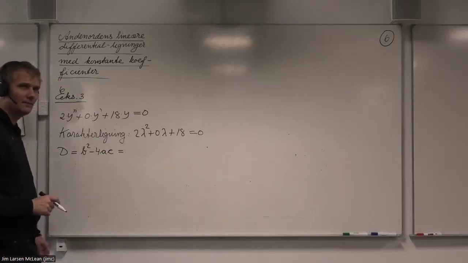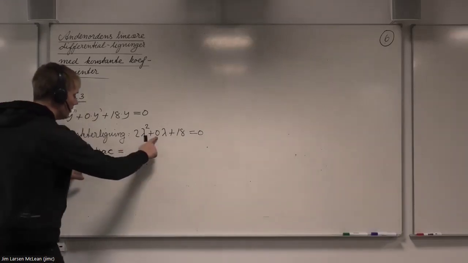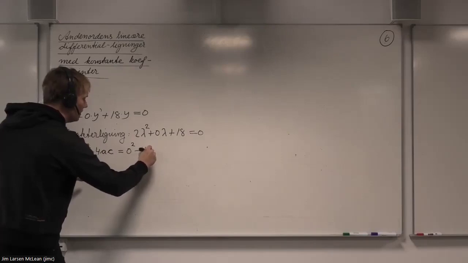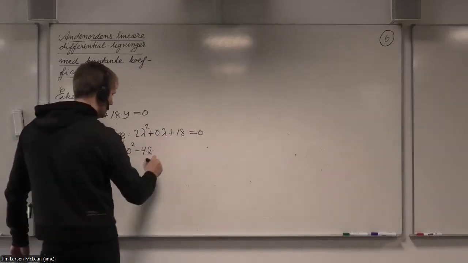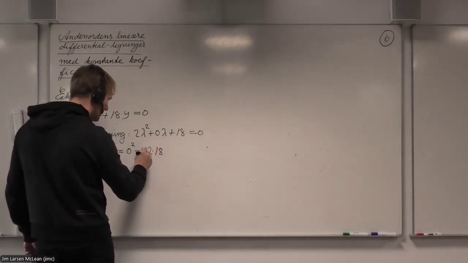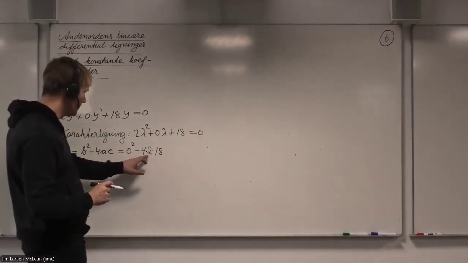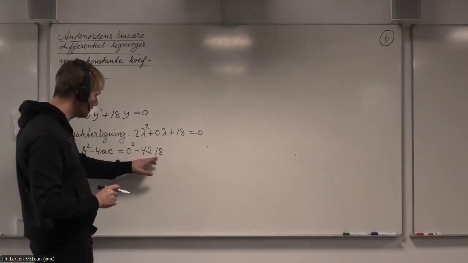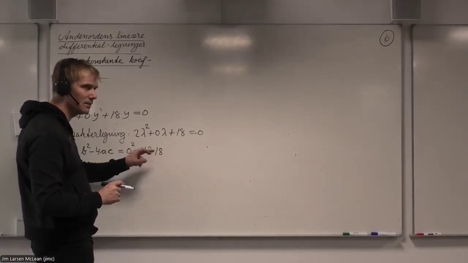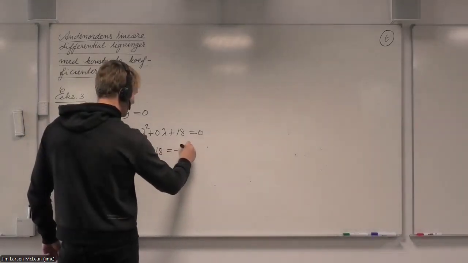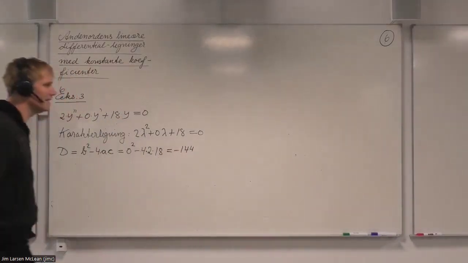So let's plug in the numbers. What was b? It was 0. Minus 4 times a, which is 2. And then times c, which is 18. So what is 4 times 2? It's 8. And 8 times 10, that's 80. And 8 times 8, that's 64. So 144 minus 144... So the discriminant is negative.